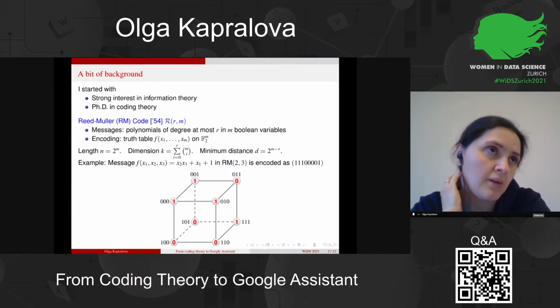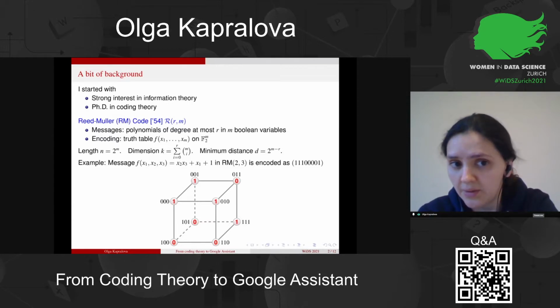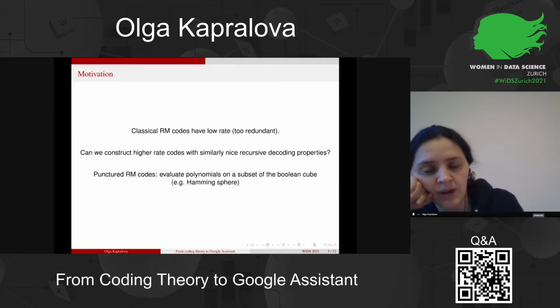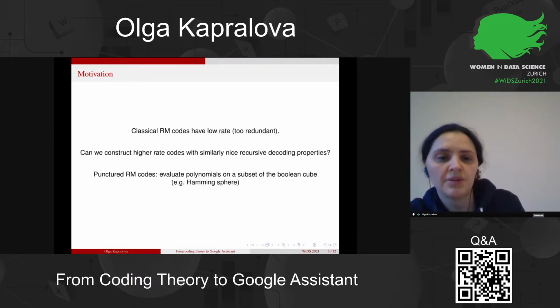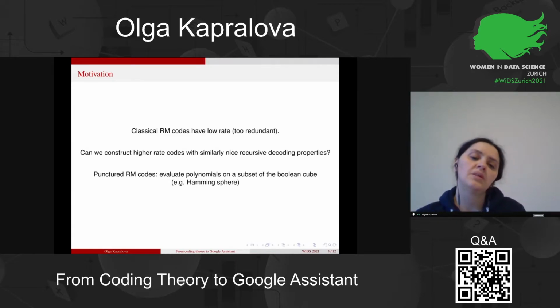And again, these codes have polynomial structure, which allows for interesting analysis, and also for very efficient decoding algorithms. However, these codes have drawbacks. One of the major ones is that they have low rate, which means that they introduce too much redundancy. And in my PhD, I focused on the following problem: can we construct codes of higher rate that still keep this polynomial structure?